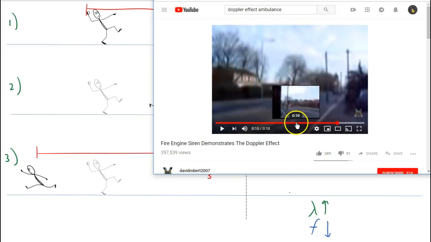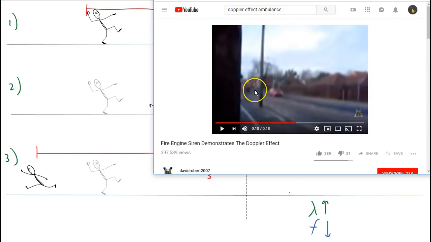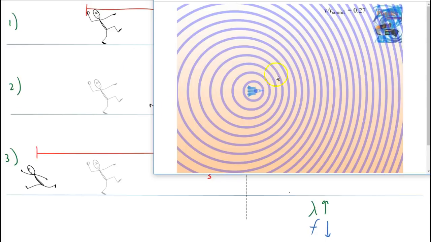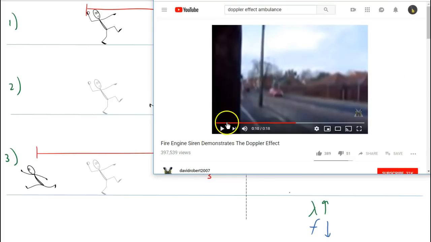That's the Doppler effect. When that fire truck is moving towards you, those wavefronts are closer together. Smaller wavelength, bigger frequency, higher frequency. When that truck passes you by, now all of a sudden you're experiencing bigger wavelengths or lower frequencies.